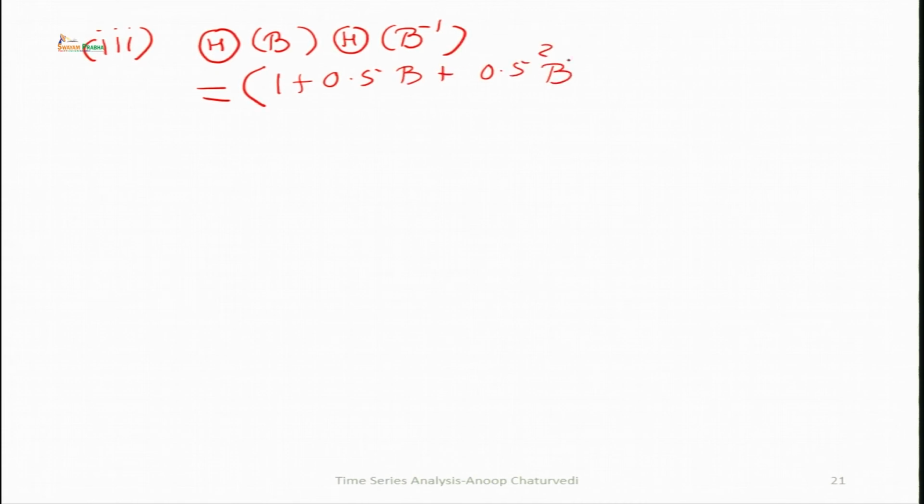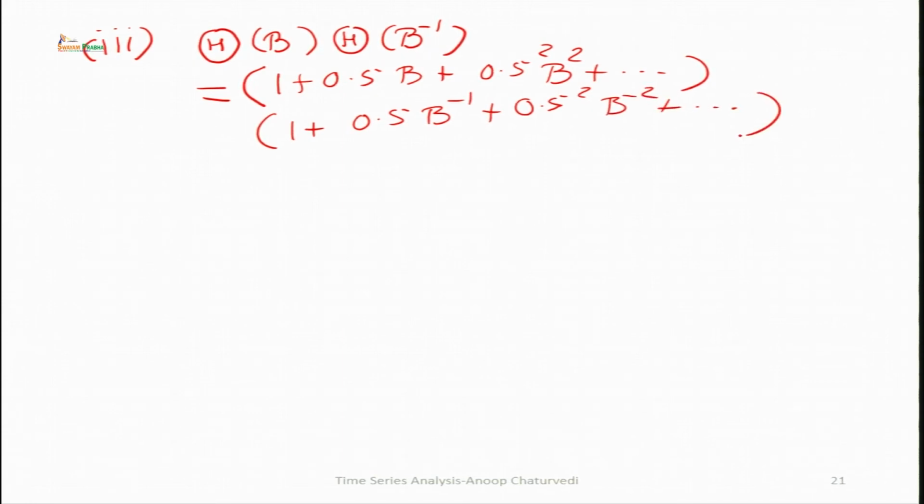Anyway, you take theta B, theta B inverse, and multiply these two, and then you will get the autocovariance generating function. So, this is equal to 1 plus 0.5 B plus 0.5 square B square plus so on, into 1 plus 0.5 B inverse plus 0.5 square B minus 2 plus so on.